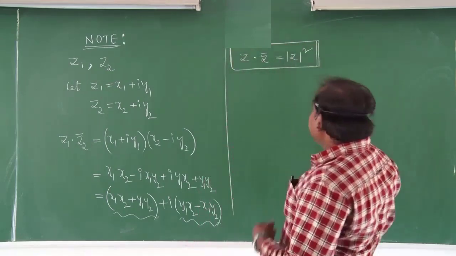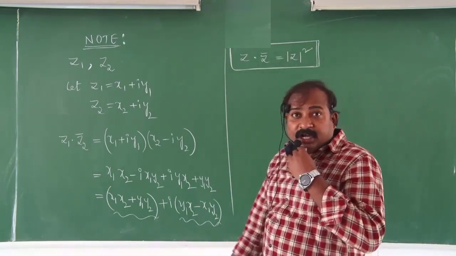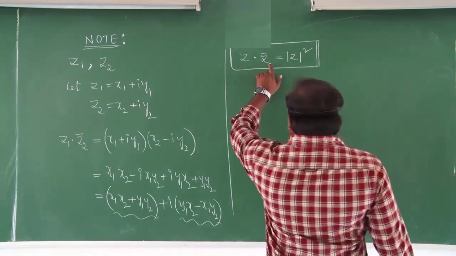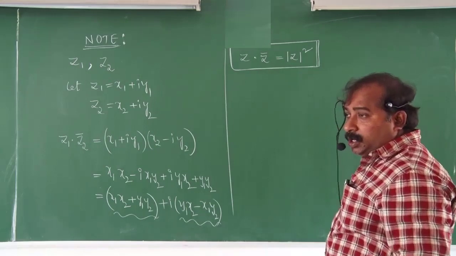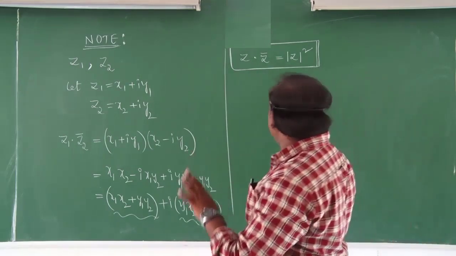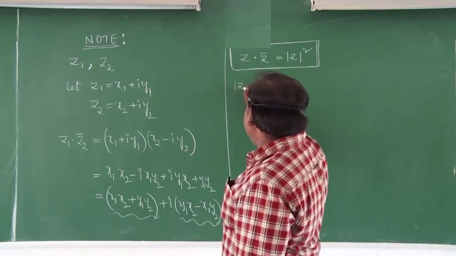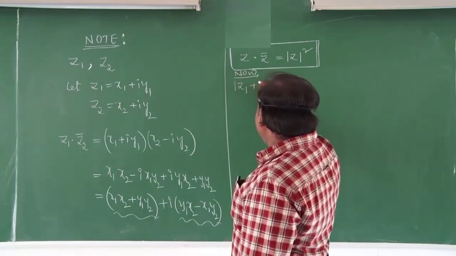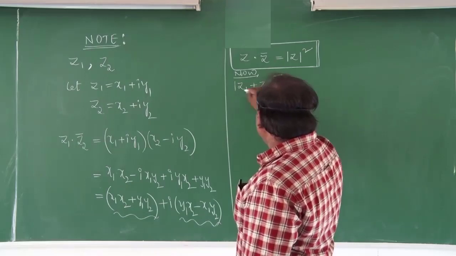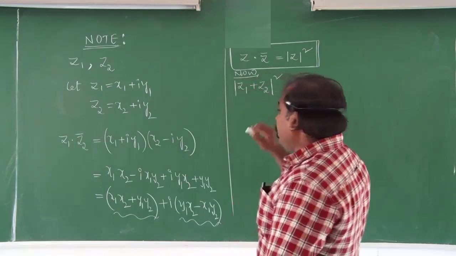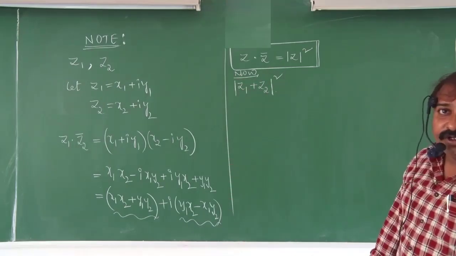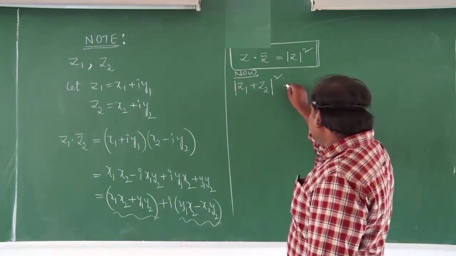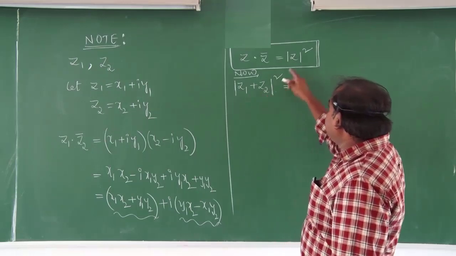If you observe here, what is the value of z into z conjugate? z into z conjugate equals mod z square. Already that is given. Now my aim is to calculate the value of modulus of z1 plus z2 whole square. How can I expand this value based on this?